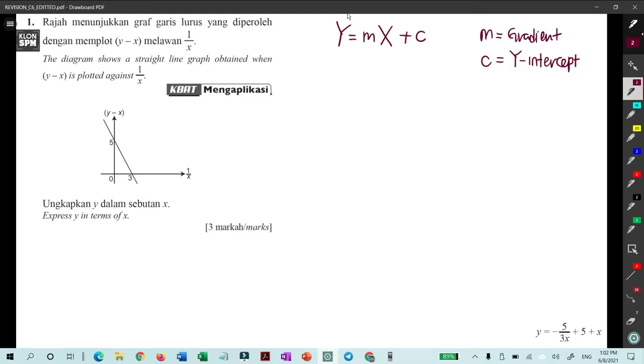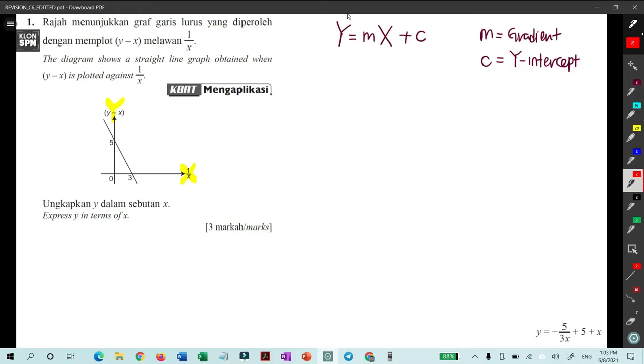So if you refer to this question, the vertical axis is labeled as y minus x, so this is going to be the capital Y. And then 1 over x is located on the horizontal axis, so this is the capital X. The question says the diagram shows a straight line graph obtained when y minus x is plotted against 1 over x. And you are given a graph, and from the graph, you can come up with both gradient and y-intercept.